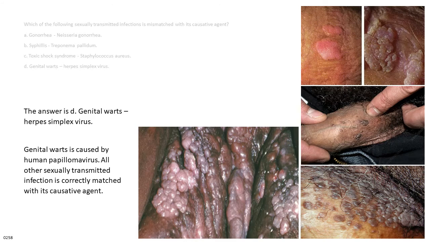The answer is D. Genital warts, herpes simplex virus. Genital warts is caused by human papillomavirus. All other sexually transmitted infections are correctly matched with their causative agent.